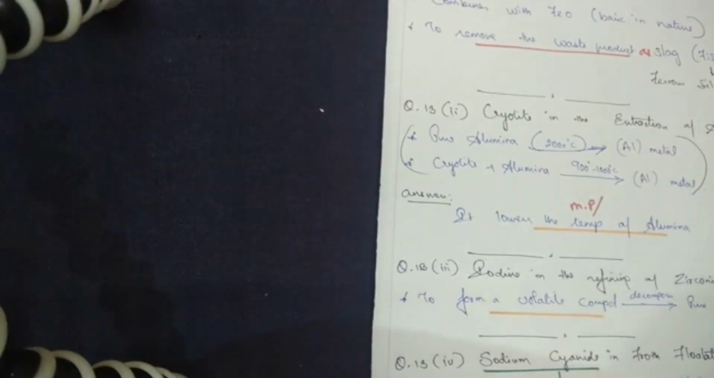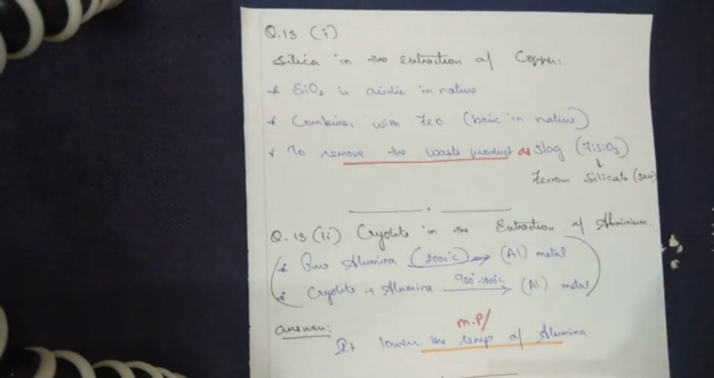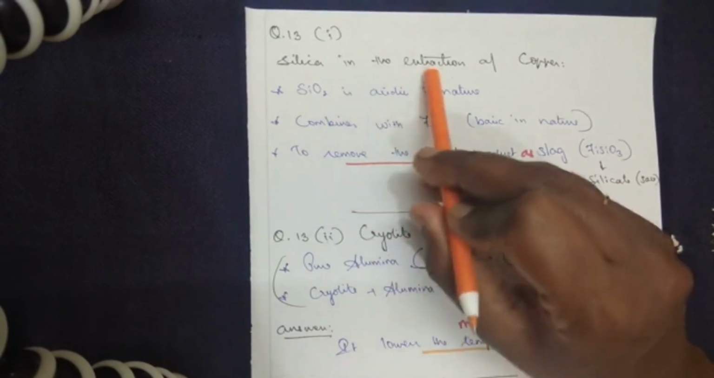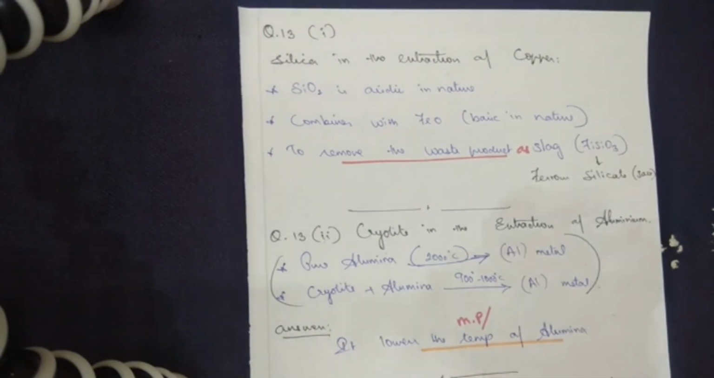Okay. Now we are moving on to question number 13. There again you are given some application questions. The ones I have left out in between are direct questions. Now question number 13: silica in the extraction of copper. If you remember Bessemerization, in the extraction of copper also silica is present. Now in case of iron, we use calcium oxide as a flux.